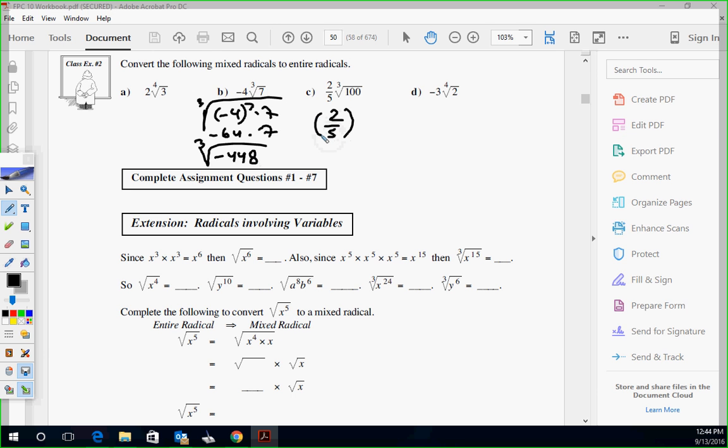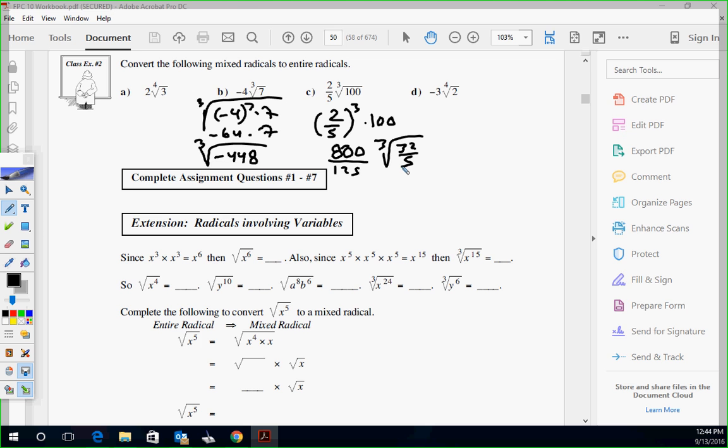2/5 cubed times 100. That's it. So that's going to be 8 over 125, 800 over 125, which reduces. What's that reduce to? Did we get that yet? 32 over 5. Okay. So it's the cube root of 32 over 5, and that's it.